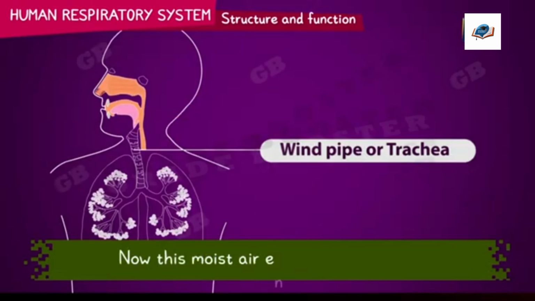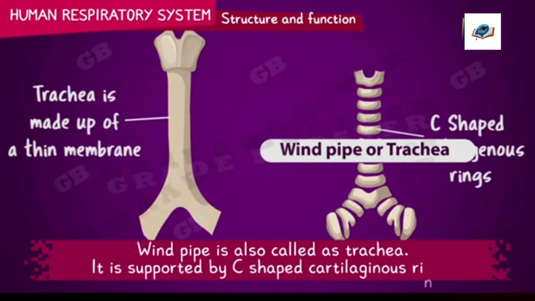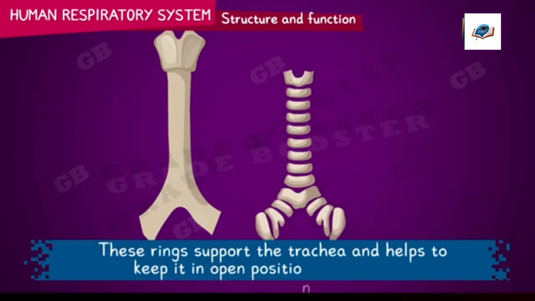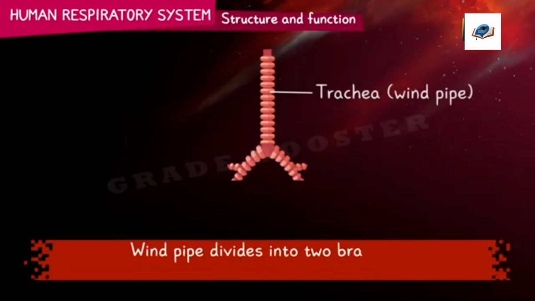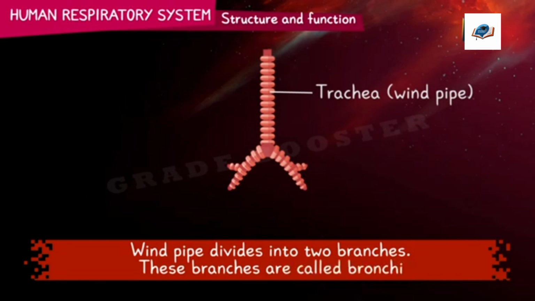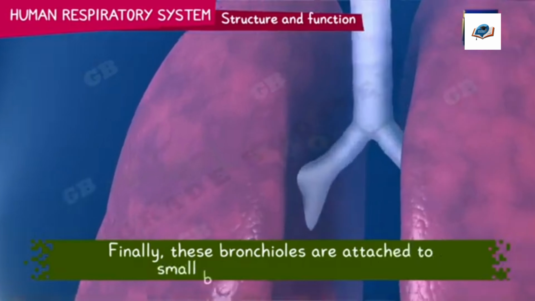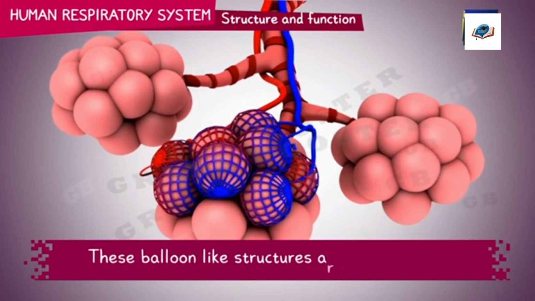Now, this moist air enters the windpipe. Windpipe is also called trachea. It is supported by C-shaped cartilaginous rings. These rings support the trachea and help to keep it in an open position all the time. The windpipe divides into two branches. These branches are called bronchi. They are further divided into fine branches called bronchioles. Finally, these bronchioles are attached to small balloon-like structures. These balloon-like structures are called alveoli.